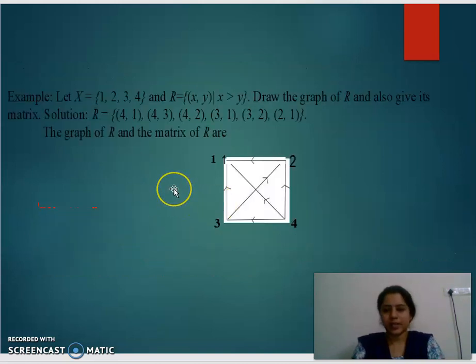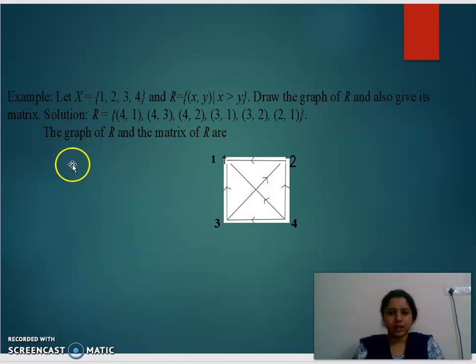So here we'll see some examples, so it will be easy. Here the set X contains the elements 1, 2, 3, 4. R is the relation such that x must be greater than y. Then we get the elements (4,1), (4,3), (4,2), (3,1), (3,2), (2,1) in R. Then the graph of this relation R is, as I said, the basic elements of our set are 1, 2, 3, 4, so 1, 2, 3, 4 are the dots. If there is a relation from one element to another element, then an arc is drawn from that element to the next element.